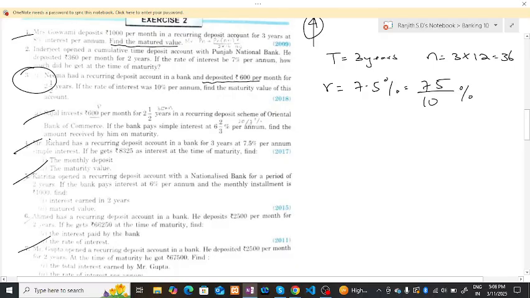Per annum simple interest. If he gets interest is given. What is the interest? 8,325 at the time of maturity. Okay, if he gets 8,325 as interest, this 8,325 is not the total maturity value. It is interest paid, interest he gets. Okay, so I is the interest.